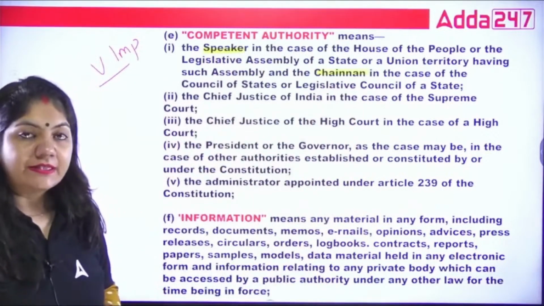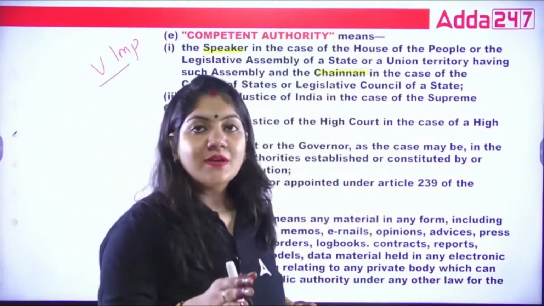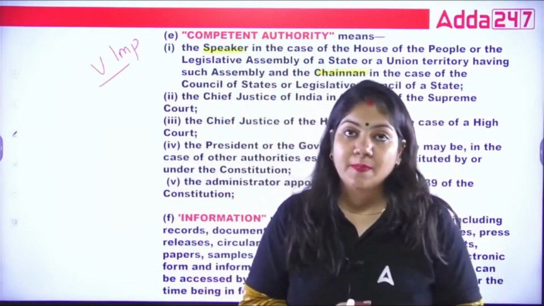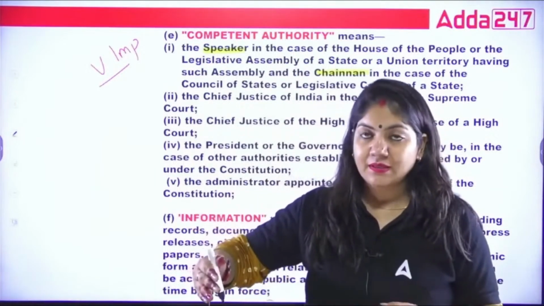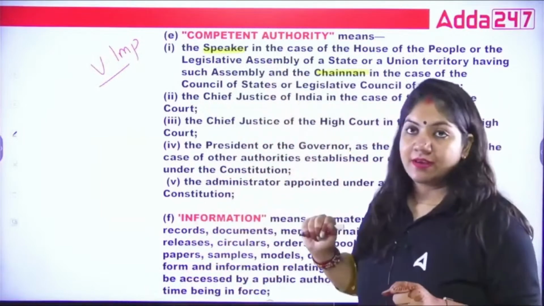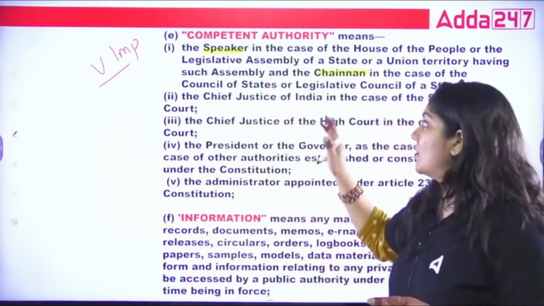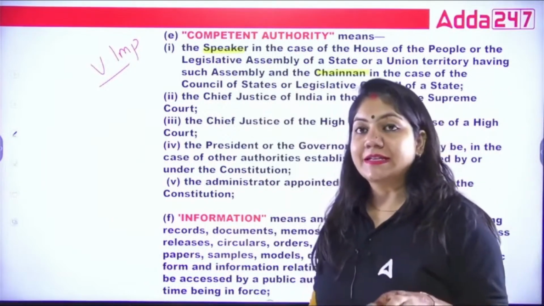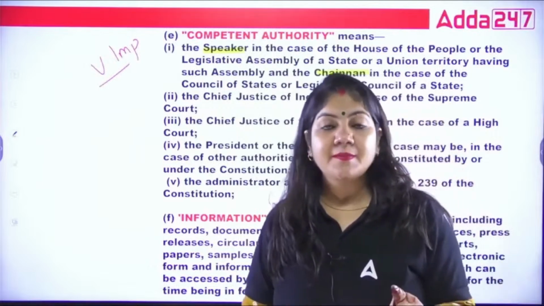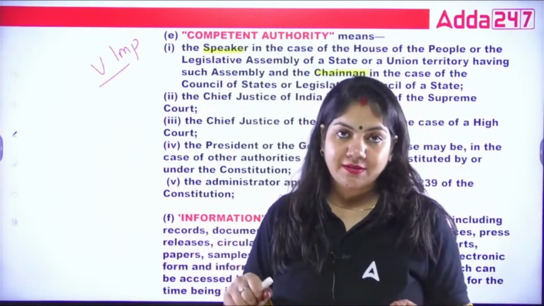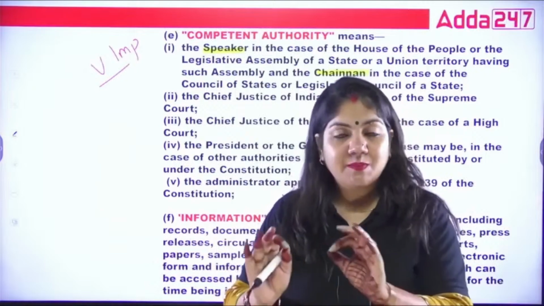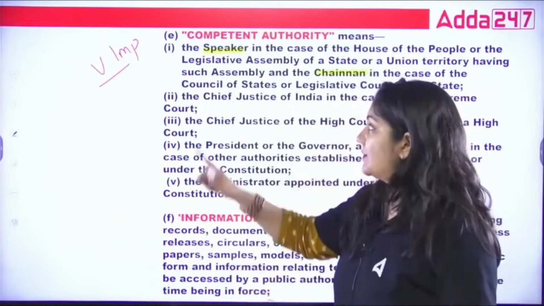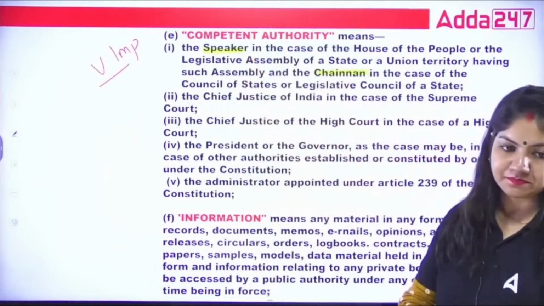As we know, in the parliament, Lok Sabha and Rajya Sabha are there. What is the work of parliament? They make the law. In the Lok Sabha, the head is called speaker. In Rajya Sabha, the head is called chairman. Same thing at the state level: legislative assembly and legislative council are there. In the legislative assembly, the speaker will be there, and in the council, the chairman is there. So the competent authority is first the speaker and chairman.